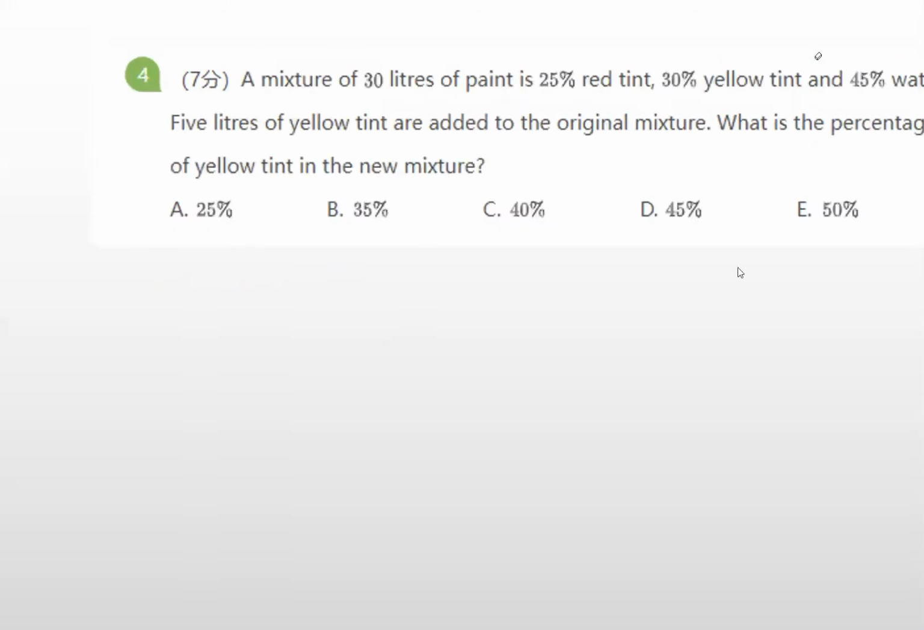Okay, so here we got a mixture of 30 liters of paint that is 25% red paint, 30% yellow tint, and 45% water. Now we got 5 liters of yellow tint added to the original mixture. What is the percentage of yellow tint in the new mixture? So we got 30 liters before. How much yellow tint do we have before? So 30% of 30 liters are yellow, right? That is just 0.3 times 30, and that gives us 9 liters.